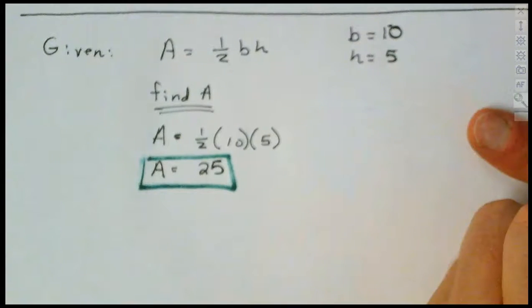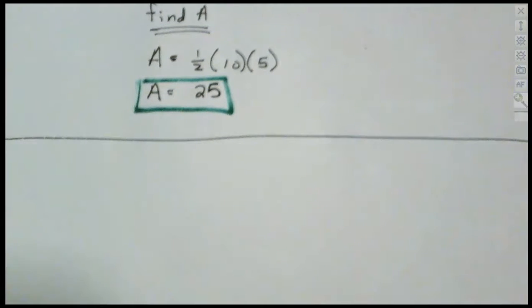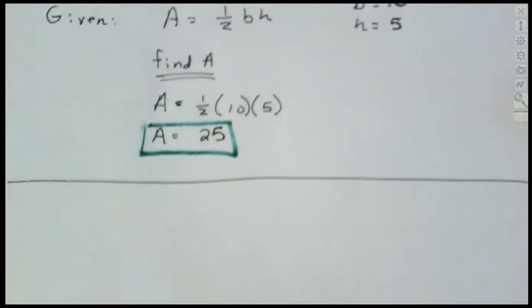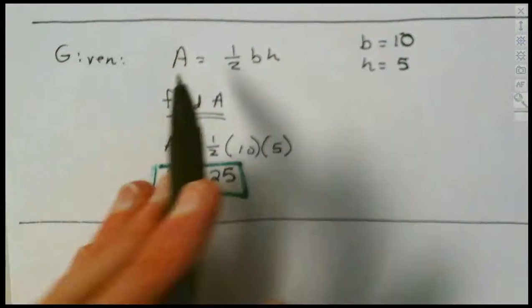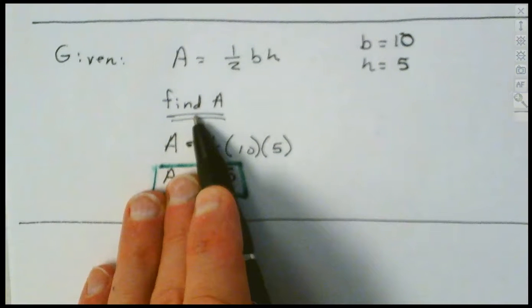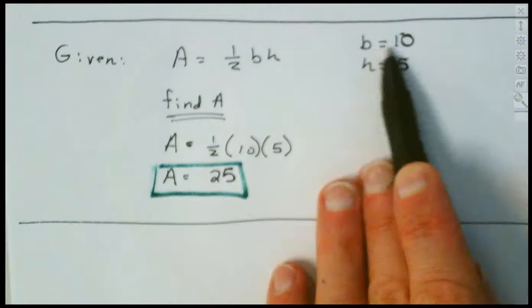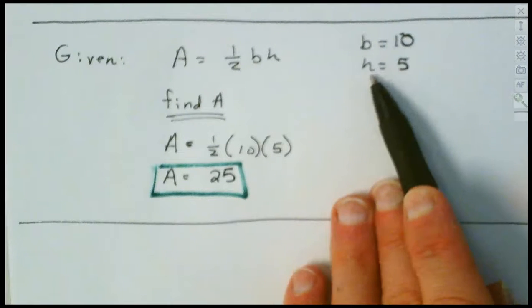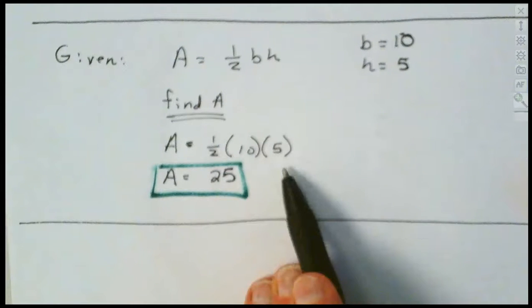Let's try another one. This one's going to be a little bit more difficult. Okay. Sure. Can you show me that again? Okay. So on this one, I gave you this formula, and I want you to find A. Find the number for A. So you're going to be given these values. So I said, I'm going to give you that B is going to be 10 and H is going to be 5. So then we plug them in.